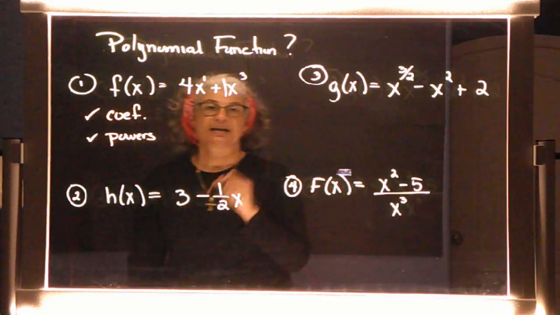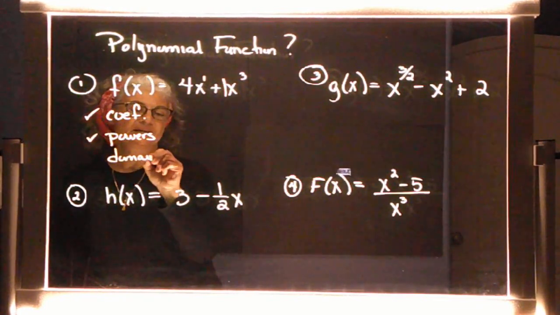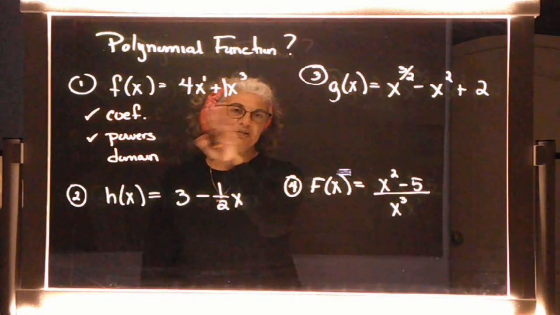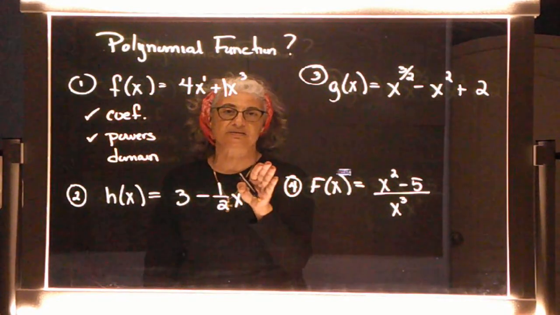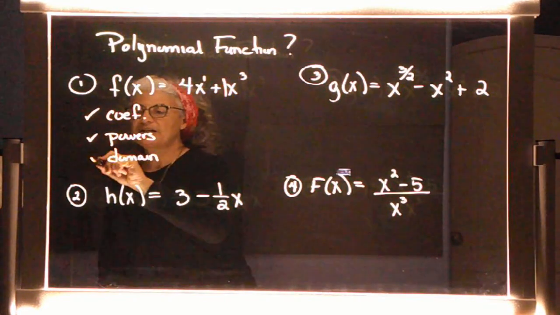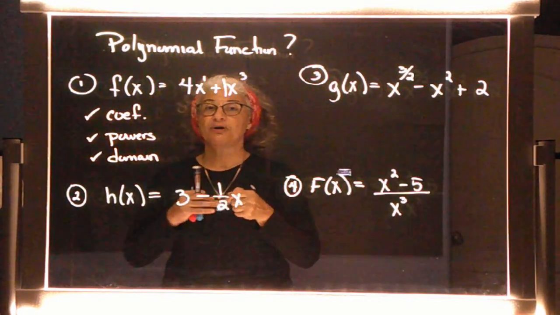Check. And last but not least, we have to make sure that the domain is good. The domain has to be all real numbers. In this particular case, would you be kicking any numbers out? Or could I use any number I wanted for those x's? Remember those red flags we talked about? Good. Check. So yes, in this particular case, this is a polynomial function.